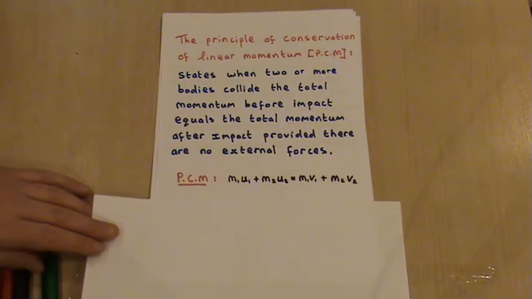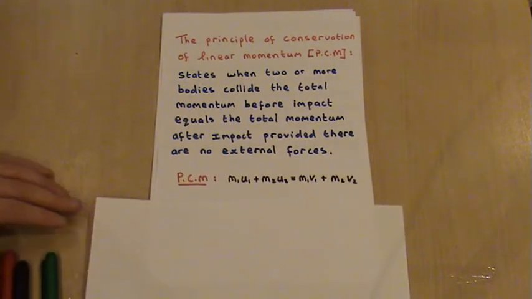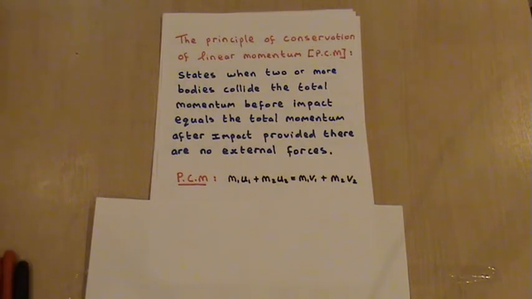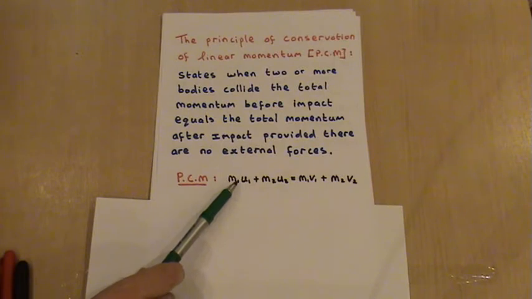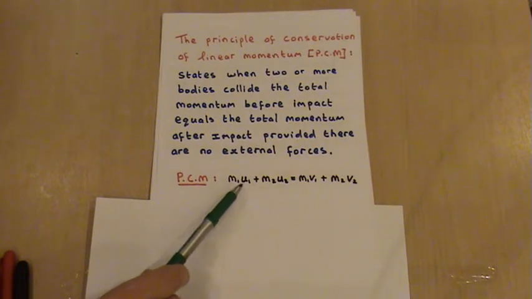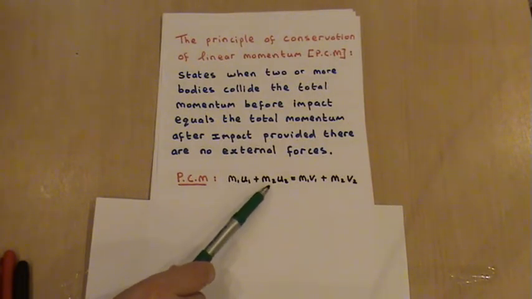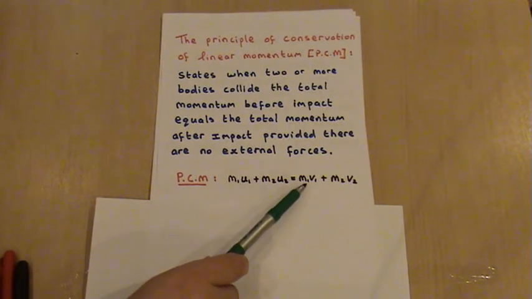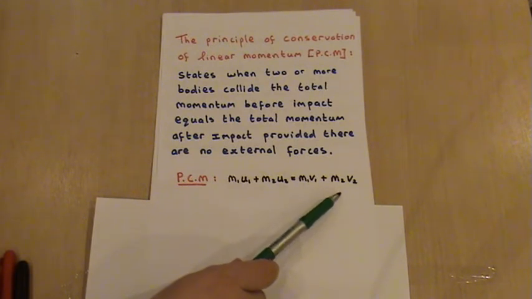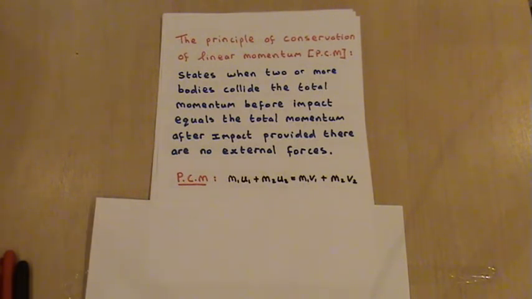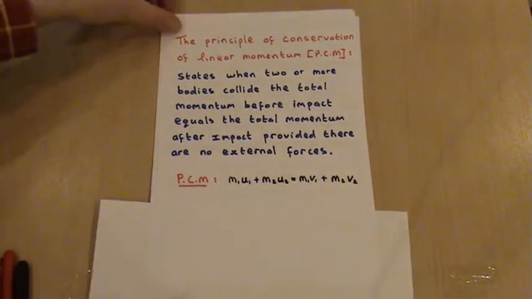Now, mathematically, we can write this as m1u1 plus m2u2 equals m1v1 plus m2v2, where m1u1 represents the momentum of the first sphere before impact, m2u2 represents the momentum of the second sphere before impact, m1v1 represents the momentum of the first sphere after impact, and m2v2 represents the momentum of the second sphere after impact.